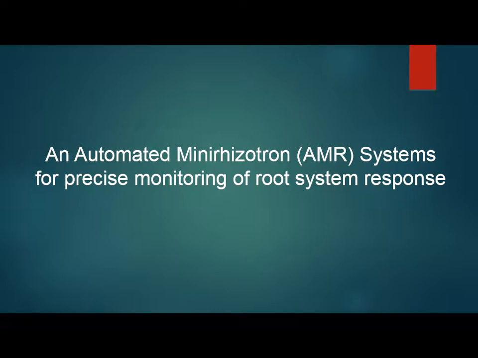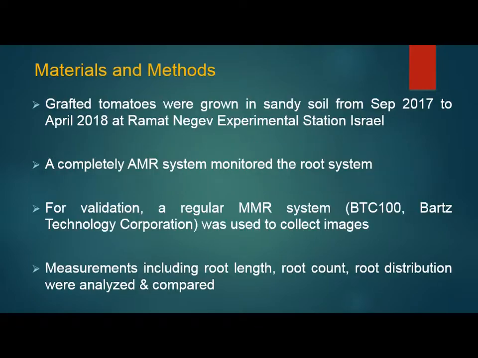The AMR system is used for precise monitoring of root system response, because roots are really sensitive to environmental conditions. So here the AMR system and MMR system are both compared for the roots. Grafted tomatoes were grown in the Ramat Negev experimental station. For validation of the AMR system, the BART system was operated to take the images. Measurements such as root length, root diameter, and root counts were extracted from the pictures and analyzed. Root distribution was measured depth-wise, so the length distribution and count distribution of each depth were taken from the total depth.